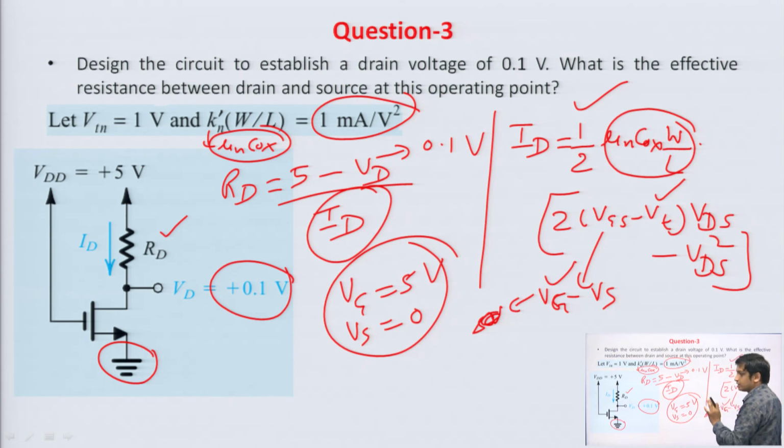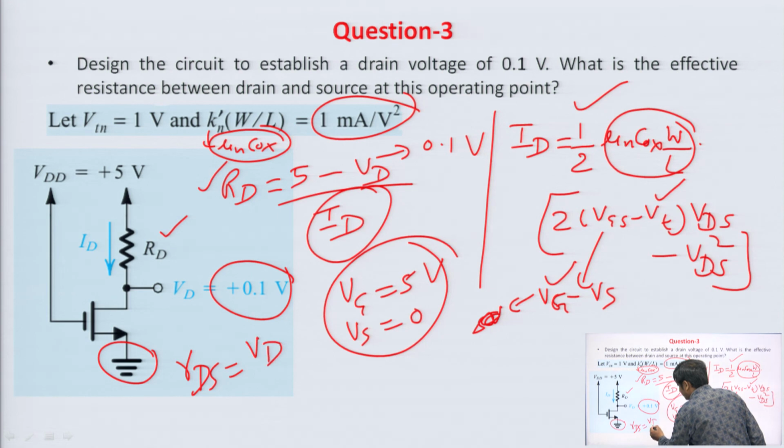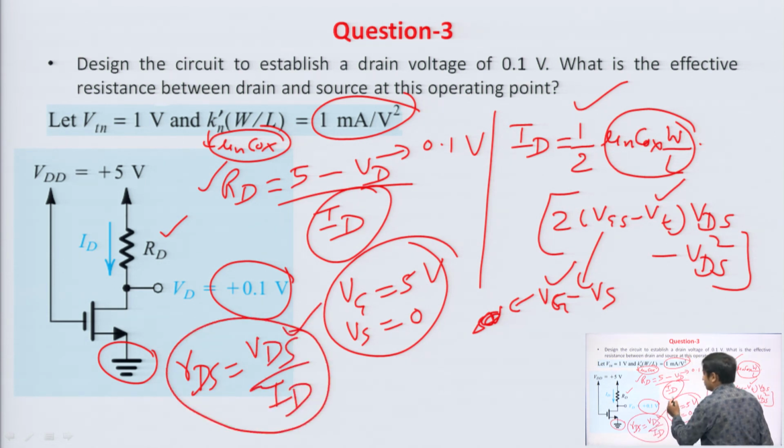Once we get the value of the drain current, just put it in this equation of Rd and calculate the value of Rd. After calculating the value of Rd, now we have to find out the effective resistance between drain and source. Since this MOSFET is in linear region, the effective resistance between drain and source is defined as VDS upon ID. RDS is equal to VDS upon ID, and we know the value of VDS, that is VD minus VS. VD is 0.1 volt, VS is 0, and ID we have calculated.